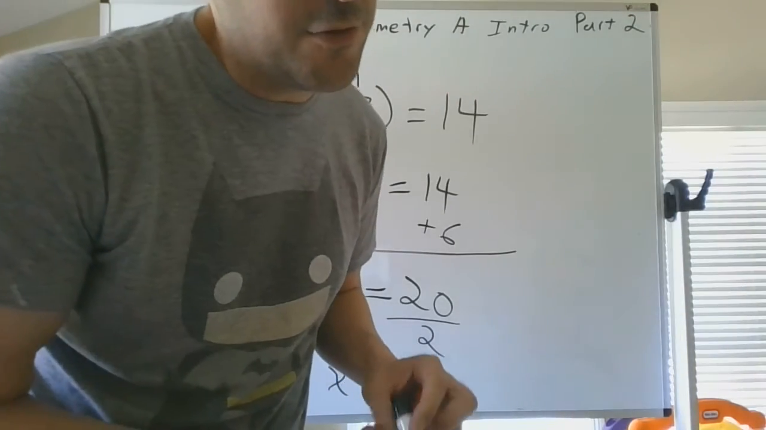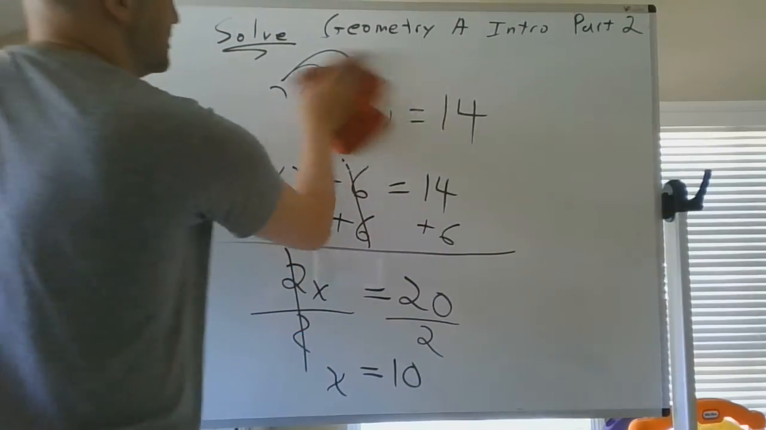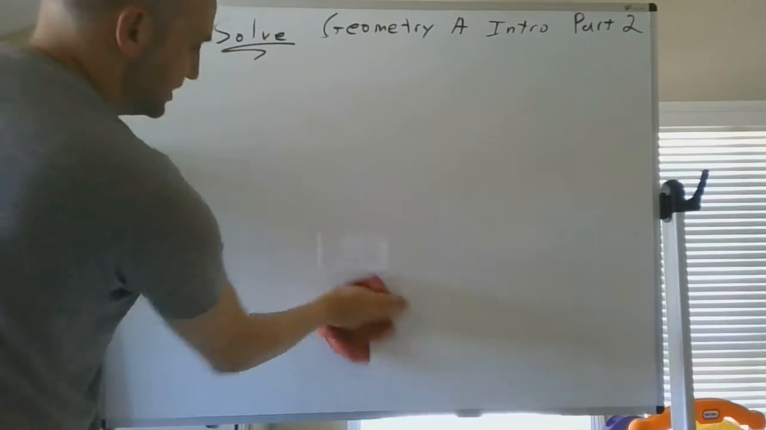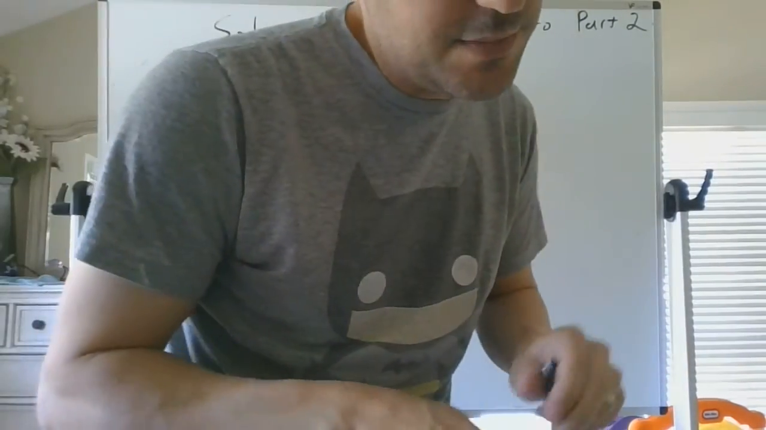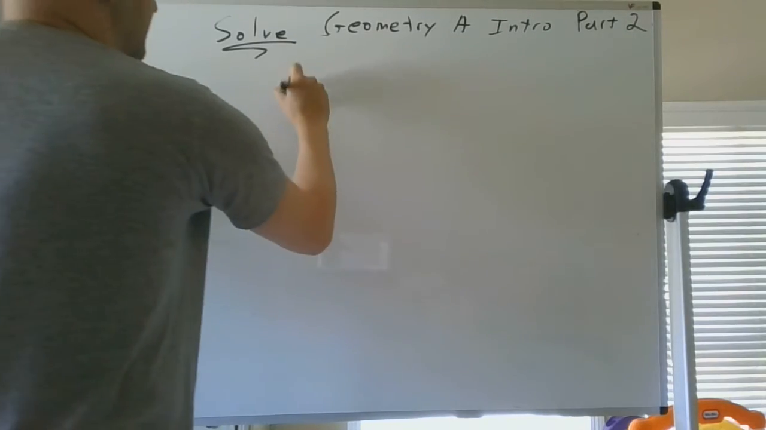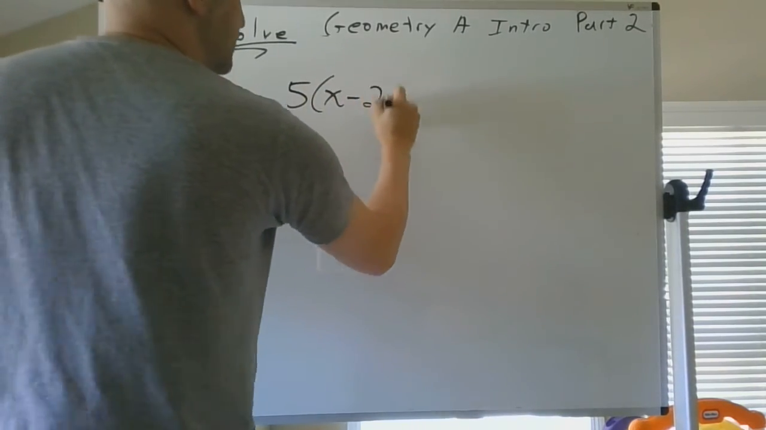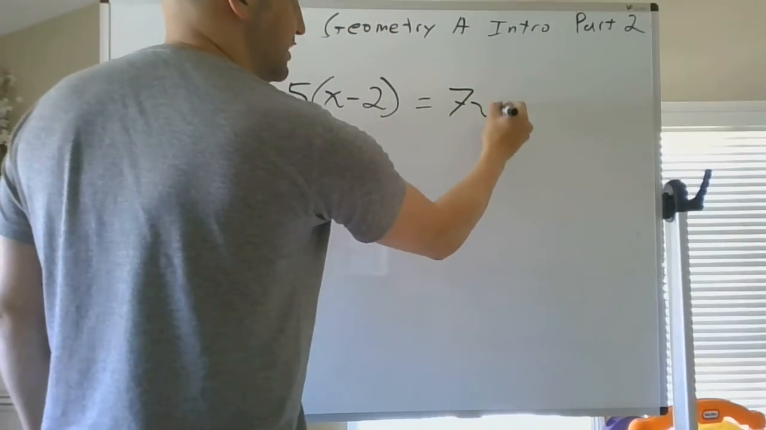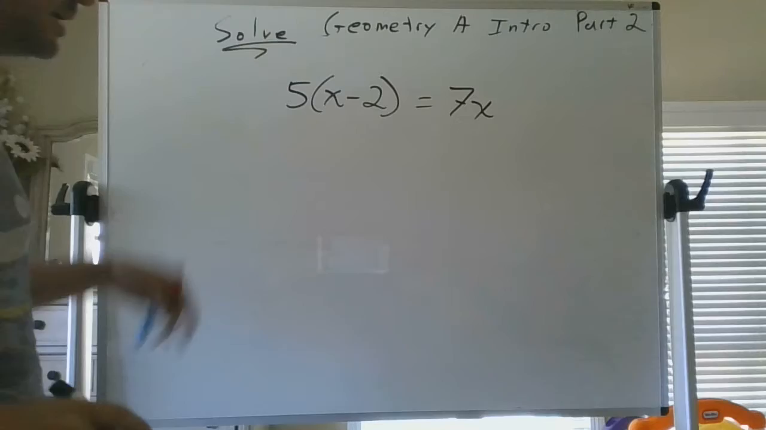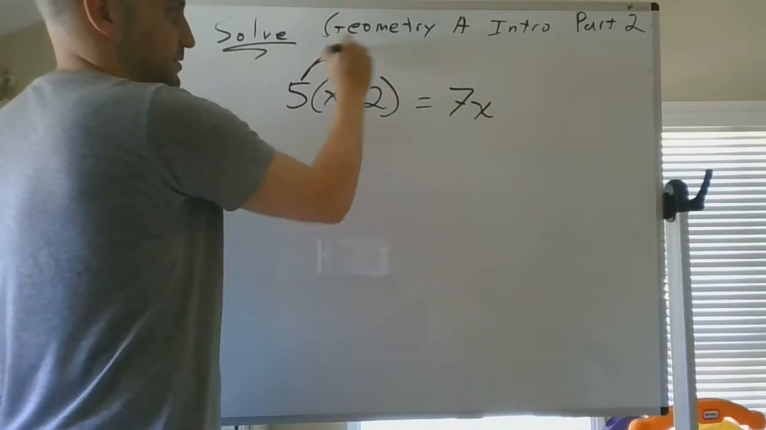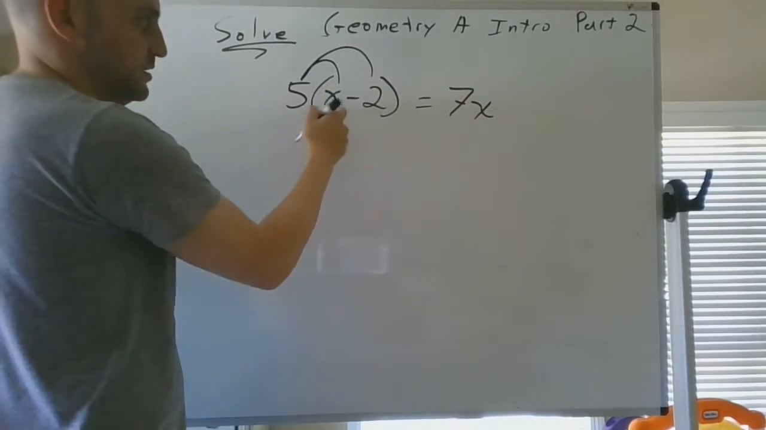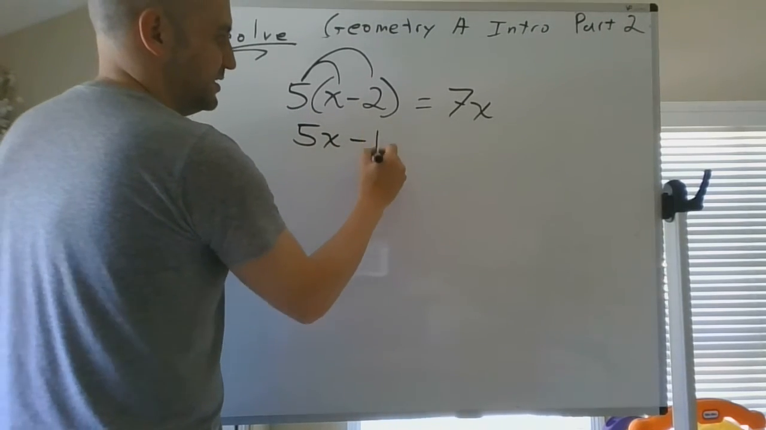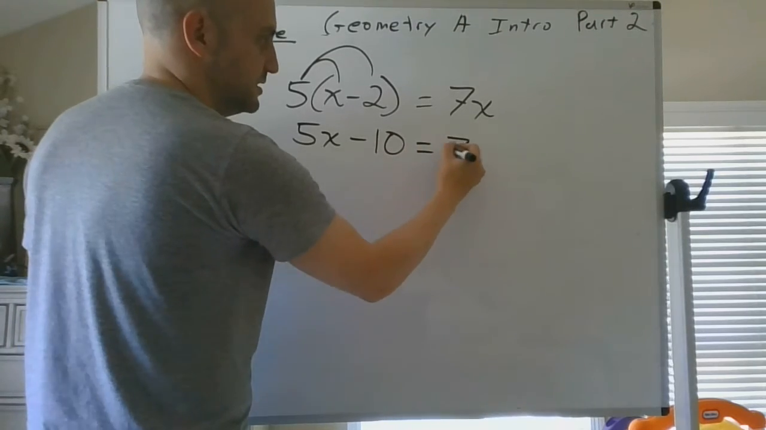Let us take it now one step further. Let's see what happens. I am now going to do this: 5 parentheses x minus 2 is equal to 7x. Okay, so this one's a little different. But we're going to start it the same way. So let's multiply, or distribute, the 5 to both these, x and negative 2. 5 times x is 5x. 5 times negative 2 is negative 10, and it all equals 7x.